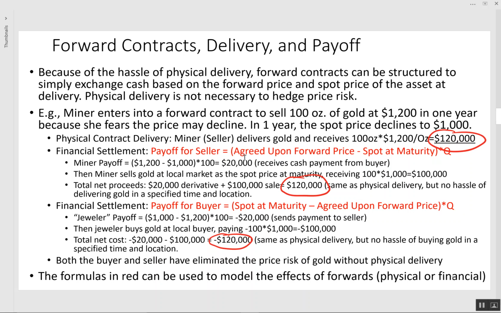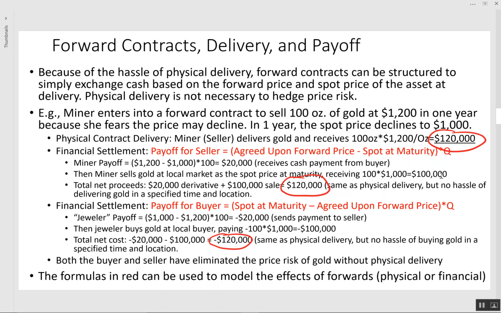So the miner now has a check for $20,000, and they just go and sell their gold wherever they want. Again, I said the price is going to be $1,000, so they go to their local market or store where they sell gold, and they get their $100,000, or $1,000 an ounce, and they got their check of $20,000 from some institution or counterparty of the forward contract. Now, if I take the $100,000 they got for their gold when prices fell, and the $20,000 they got from the forward contract payoff, that's $120,000.